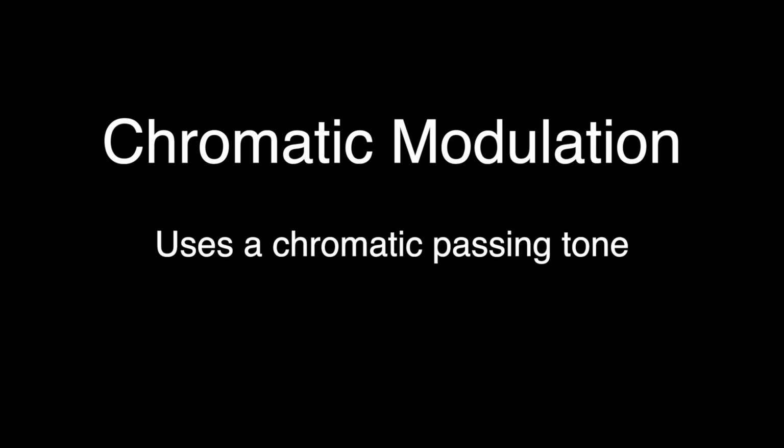Now, one more type of modulation that I'd like to look at briefly is known as chromatic modulation. Chromatic modulation lies somewhere in the middle of these two previous approaches. It's more musically noticeable and abrupt than common tone or common chord modulation. But it doesn't just change keys immediately like phrase modulation. Chromatic modulation uses a chromatic passing tone.